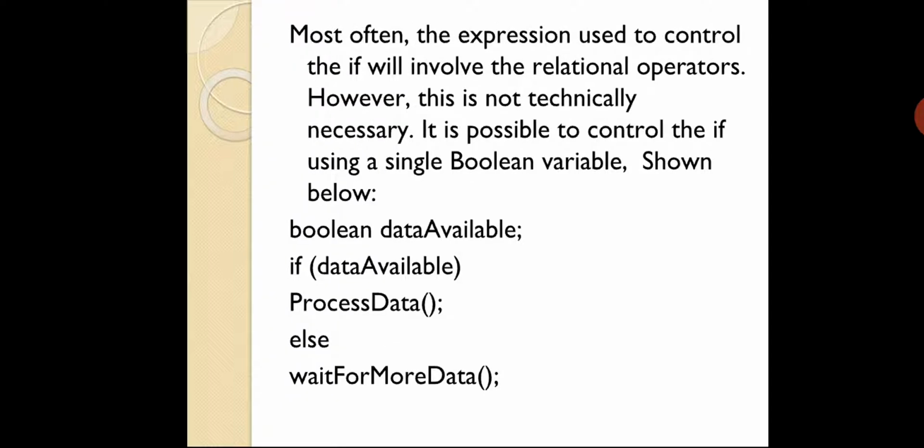Most often the expression used to control the if will involve the relational operators. However, this is not technically necessary. It is possible to control the if using a single boolean variable, shown below. You can see the example there, but usually we go for relational operators. It may be greater than, lesser than, greater than or equal to, lesser than or equal to, not equal to, or you can go for single values also, like if of 1, if of 2.